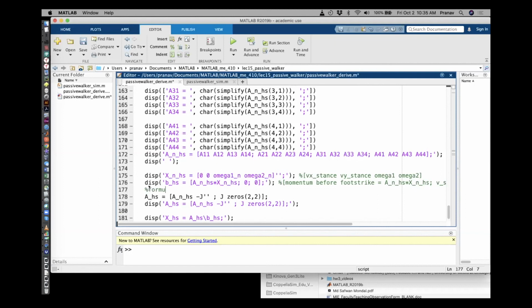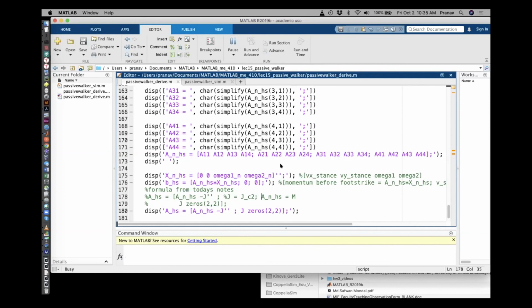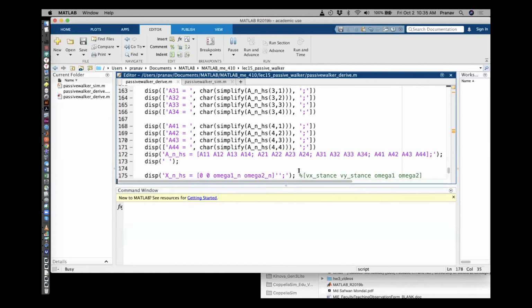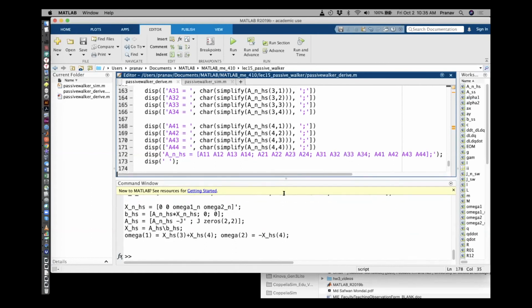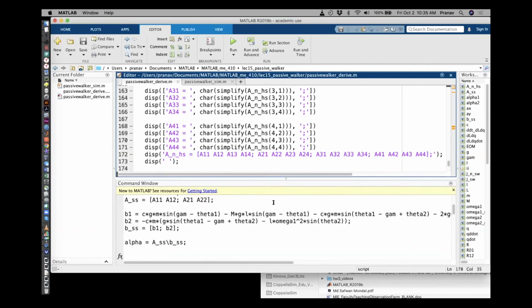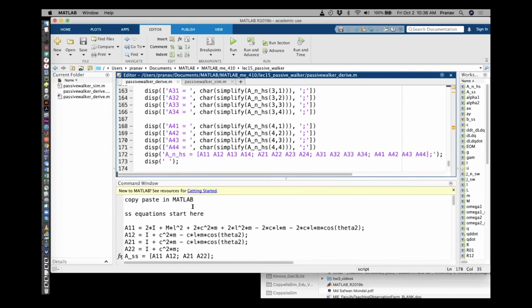This is the formula from today's notes. A_HS is this, so if we write it this way, maybe it's more clear. Okay, this J is J_C2, and this A_HS is basically the N. So run this. And then it spits out all the various terms. So there are two parts to it. Once you get these terms, you need to copy paste them in certain places in the code.